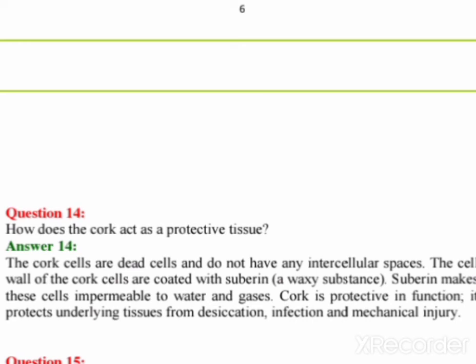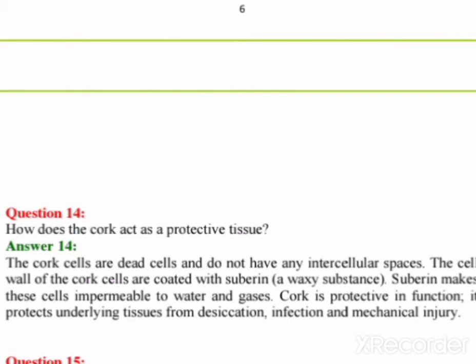Now the 14th one: how does the cork act as a protective tissue? Like the epidermis, cork is also present. Cork का मीन क्या होता है? हम नॉर्मल लैंग्वेज में क्या बोलते हैं cork को? छाल. So the cork cells are dead cells and do not have any intercellular space. In case of cork cells, no intercellular space is present.